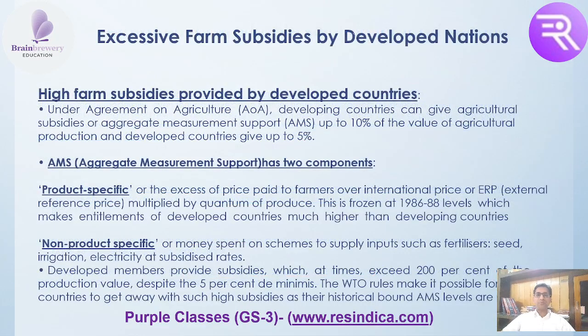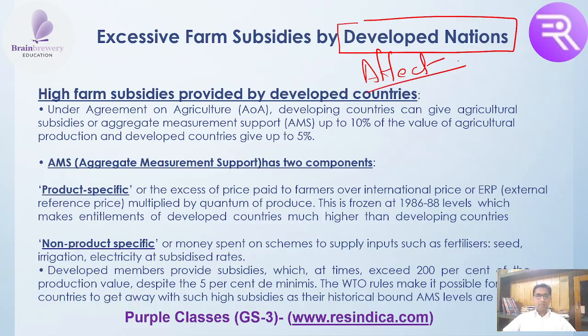So, excessive farm subsidy by developed countries. How do developed nations affect the market? Higher farm subsidies are being provided by these developed countries. Under agriculture, they can provide 5% support, so they try to manipulate the situation. Under aggregate measurement support, it is up to 10% for developing and 5% for developed countries. Under aggregate measure support, there are two types: product specific support and non-product specific support, right?